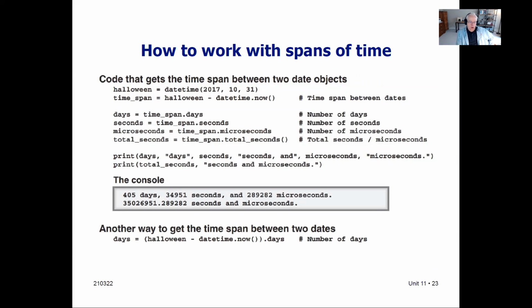So let's look at how to work with spans of time a little bit more here. We're going to use the date time constructor here to create Halloween, and then we can do some math with it. So Halloween minus the date time class dot now method, and that will give us the time span between dates. Just that simple. We are going to compare now with Halloween in 2017. And notice we subtracted. So that will give us a time span since then.